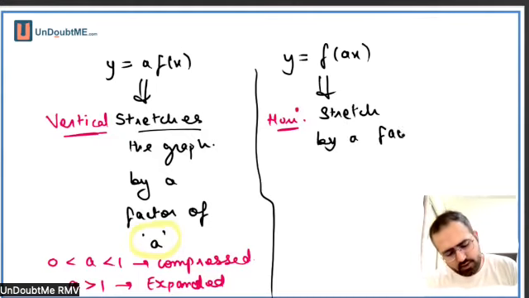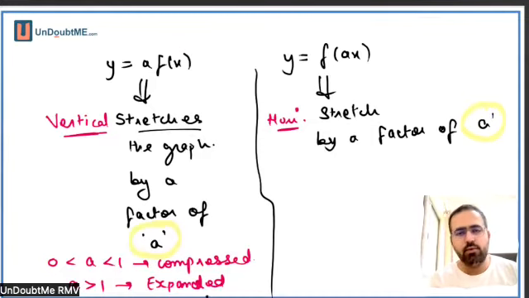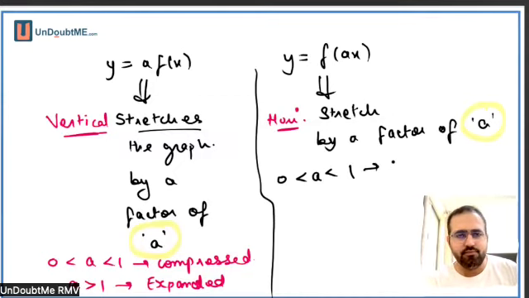A horizontal stretch by a factor of a. Okay, once again, whether it will be expanded or compressed. Horizontally, it can be expanded as well as compressed. Okay, so if the value of a is between 0 to 1, then it will be... Now this is very interesting. If it is between 0 to 1, will it be expanded or compressed?